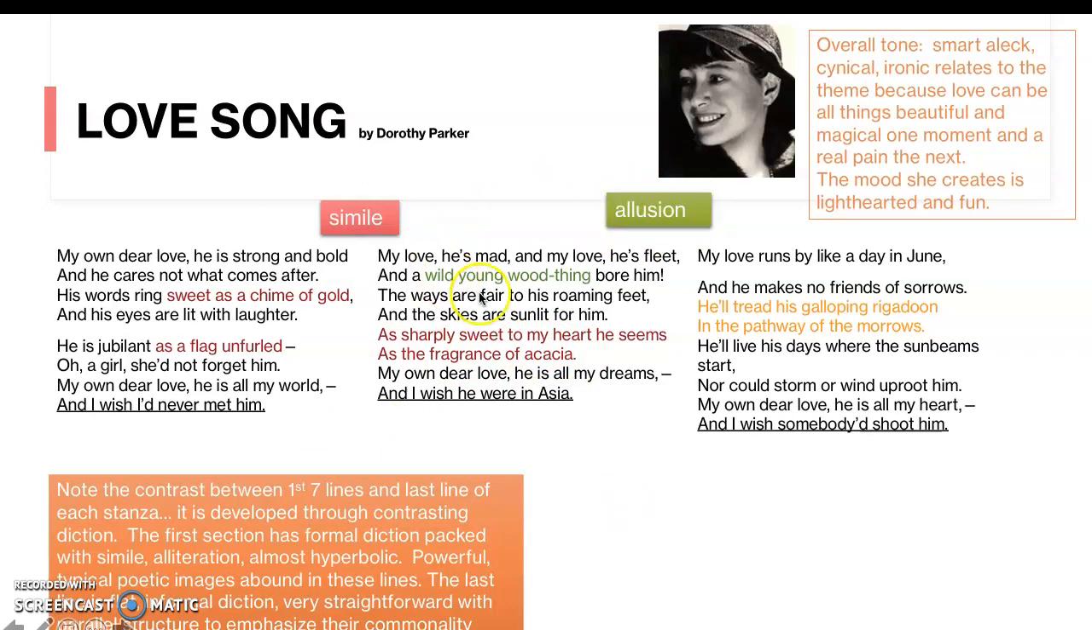We've got allusion here to Greek mythology. A wild young wood thing bore him. That's not a technical straight allusion, but there's a lot of that in Greek mythology. And over here, the use of diction, she uses this old-timey language, galloping rigadoon, which is a word for horse, a certain horse that's rigged up a certain way. And then the pathways of the morrows, she says, instead of just saying in the future or something like that.